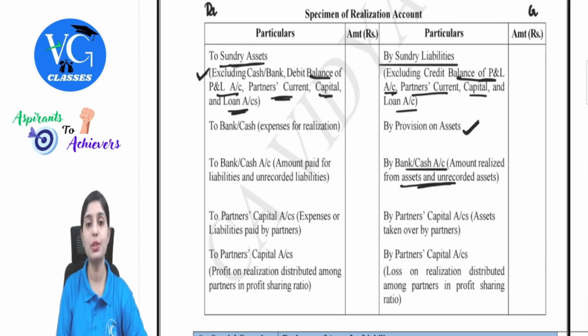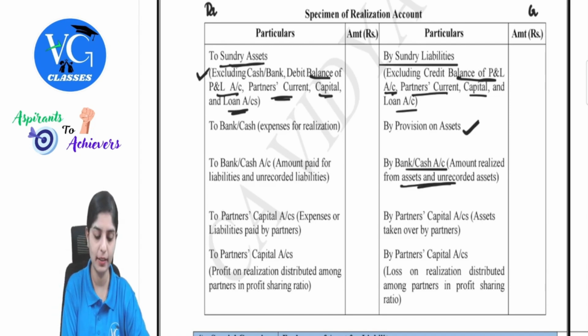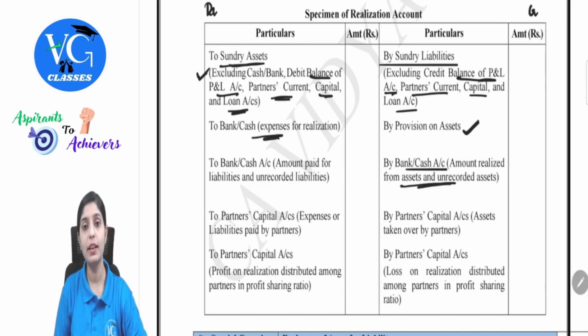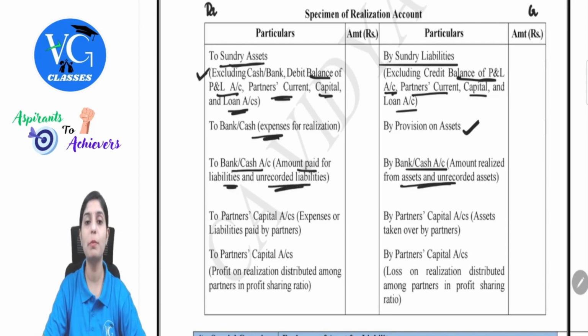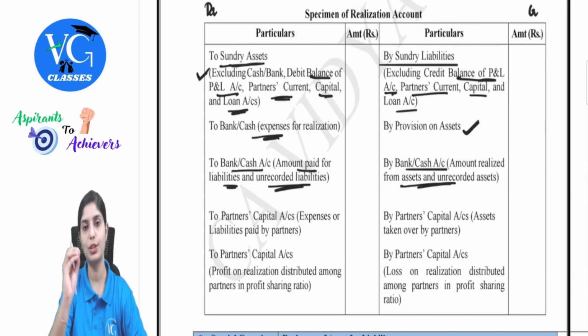Next, if you're using this money for paying dissolution expense, realization account debit to cash or bank, that is what is mentioned here. Further, if you're using this to pay off the liabilities, it will be bank or cash amount paid for liabilities and unrecorded liabilities. There could be some unrecorded liabilities, unrecorded assets as well. See, for you, it doesn't matter at all because we are closing the books of the partnership firm.